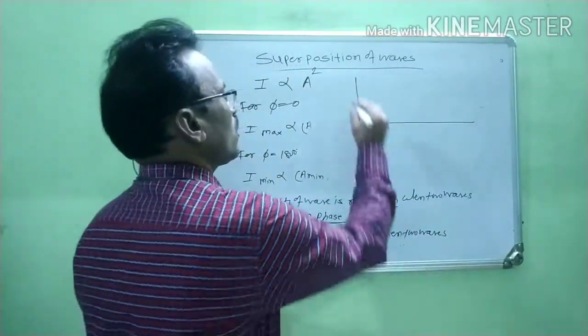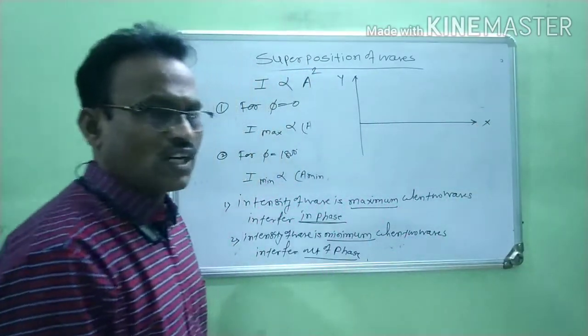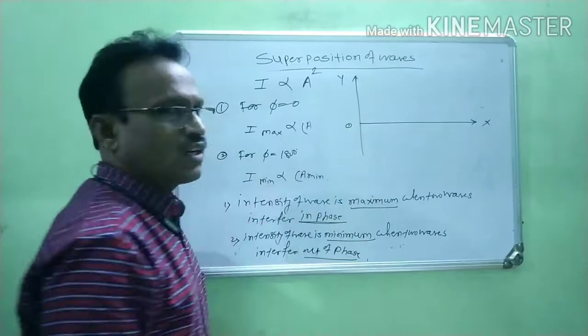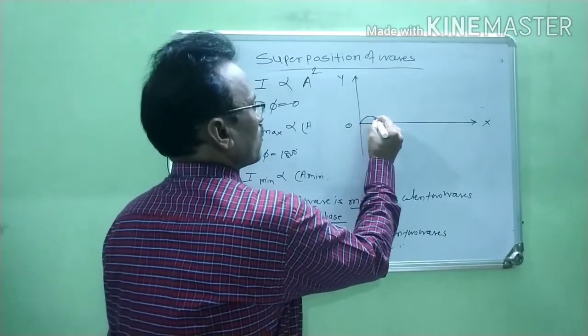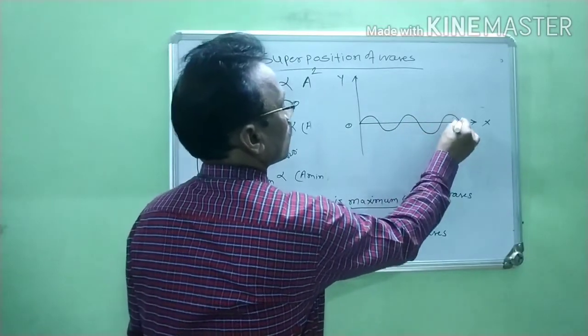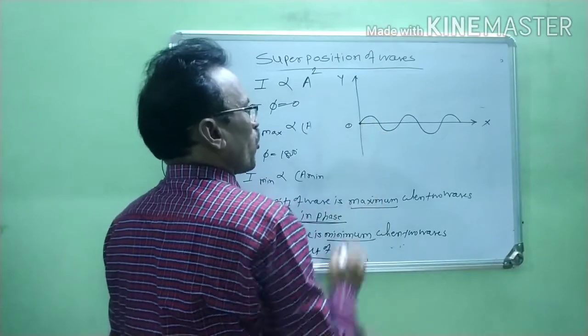Right? Now we consider two axes. This is the y axis and this is the x axis, right? And this is the origin, right? Now from this origin, this is one particle, it vibrates in this direction. Okay, the wave is traveling.